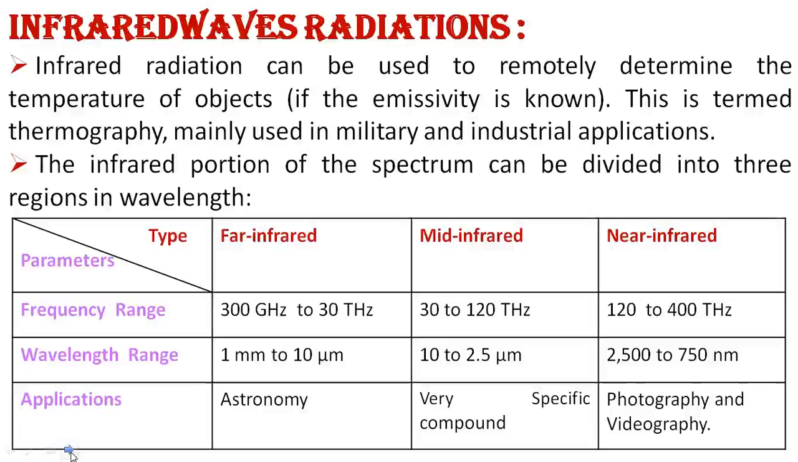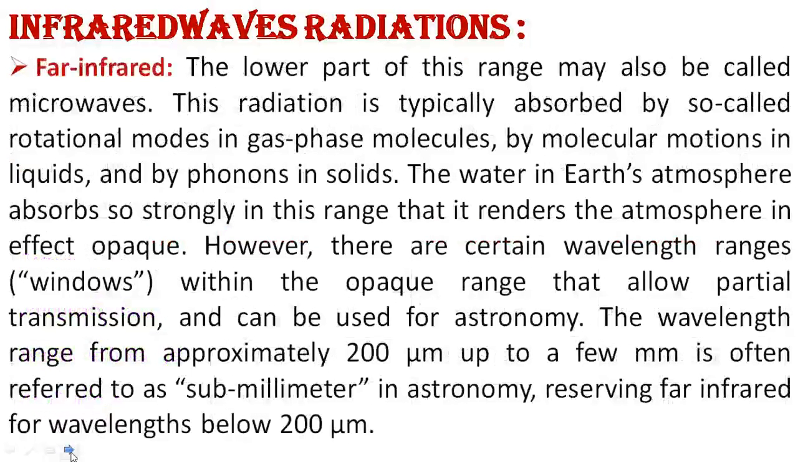Second one is the mid infrared, frequency range 30 to 120 terahertz, wavelength range 10 to 2.5 micrometer, very specific compound. Near infrared is 120 to 400 terahertz, wavelengths 750 to 2500 nanometer. It is used in photography and video. So, starting with the first radiation wave, infrared waves, that is the far infrared.